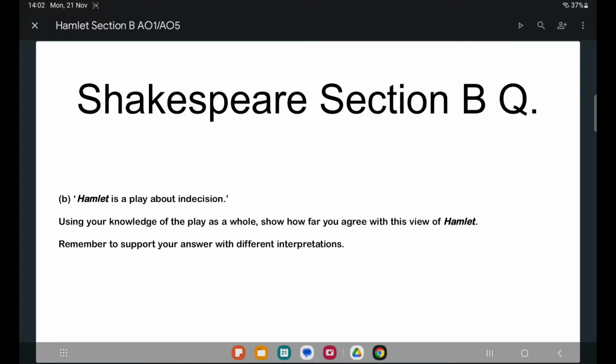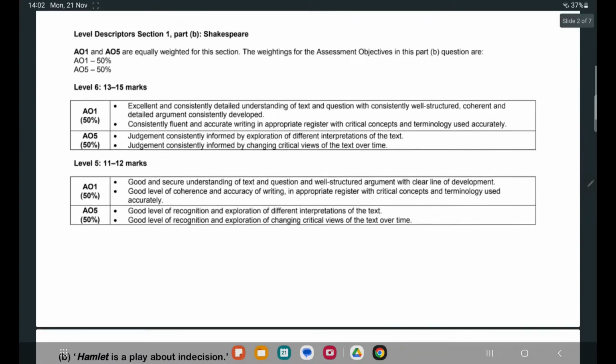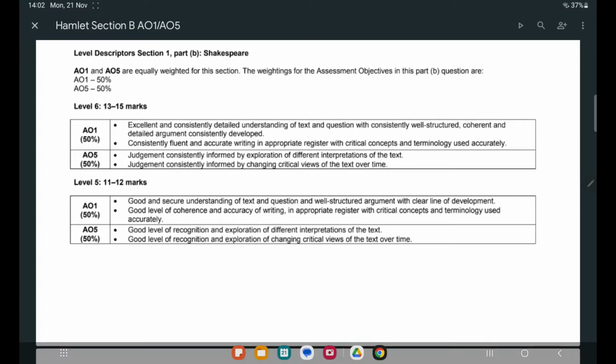Here's the question. Hamlet is a play about indecision. Using your knowledge of the play as a whole, show how far you agree with this view of Hamlet. Remember to support your answer with different interpretations. So they give you a prompt there for the AO5. We'll just look at those AOs quickly. So there's only two AOs, AO1 and AO5.